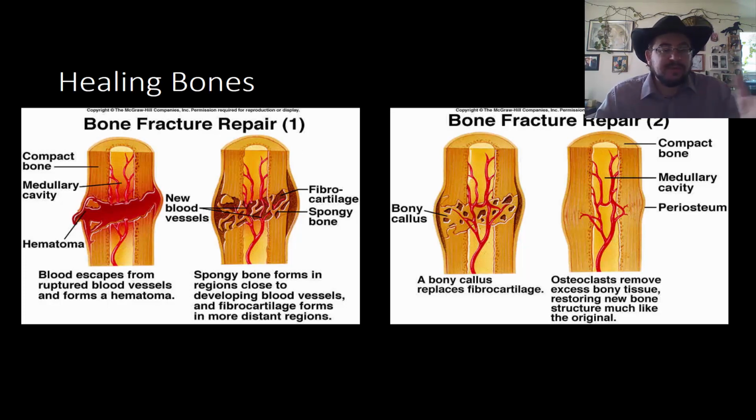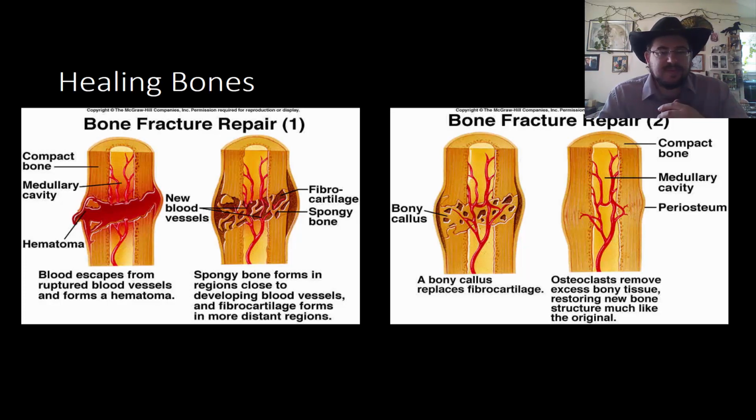So step 1, the bone fragment breaks. Step 2, we get spongy bone formation. Blood vessels start to repair and reconnect. Spongy bone comes in, and we get a fibrocartilage sort of plug. We form fibrocartilage around there to stabilize it while the bone is healing.